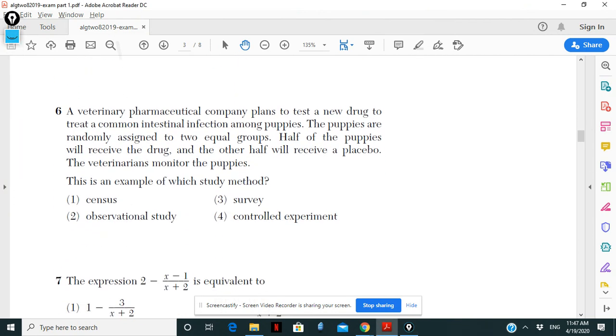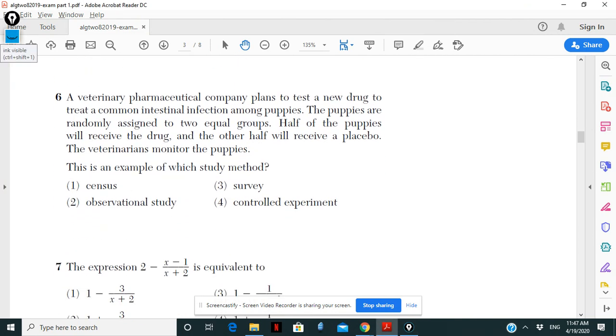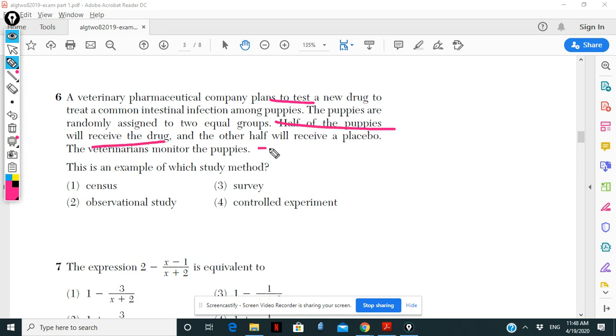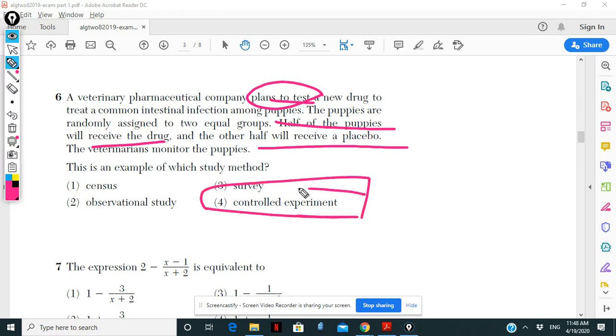Question number 6. A veterinary pharmaceutical company plans to test a new drug to treat a common intestinal problem. So I have the word test. Puppies are randomly assigned to two equal groups. Half of the puppies receive the drug, the other half a placebo. So I have a control and I have the word test, which means it's an experiment, and it's going to be a controlled experiment. So the answer is going to be 4.